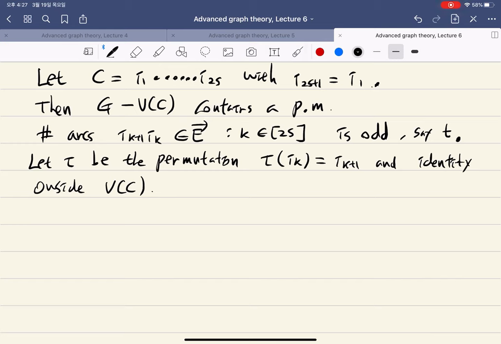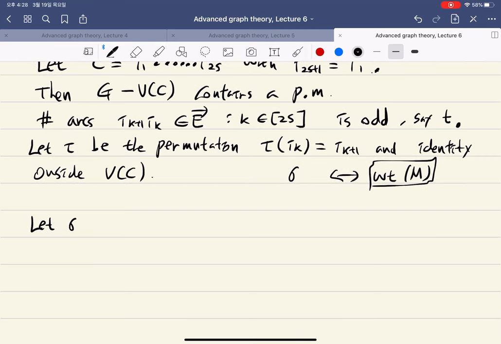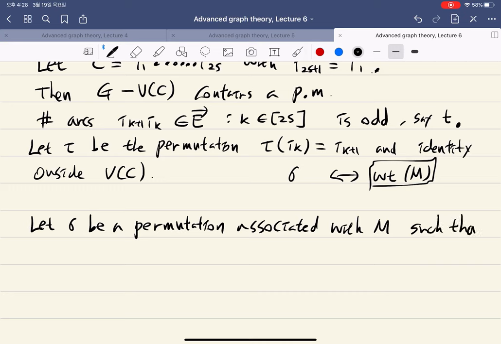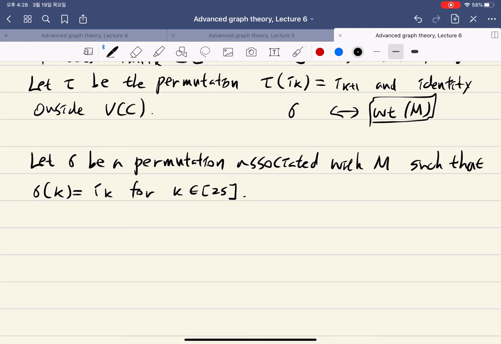Now we need to show that the weight of M and the weight of M prime are the same. As the definition of weight requires a permutation sigma which corresponds to M, we let sigma be a permutation associated with M, such that sigma(k) is i(k) for all k up to the first 2s numbers. So again, sigma is some permutation such that in each partition into blocks, in each block we want to add the edge of M.